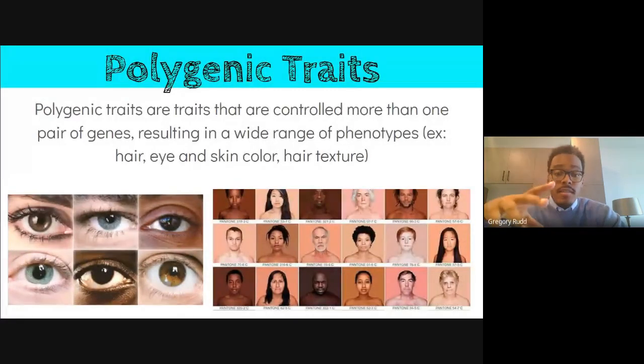And so because you are considered a carrier, you don't have that disease, you don't have sickle cell anemia, but if your partner also has that same gene, if they are also a carrier, then it's possible that your child will have that disease. Doesn't mean it's going to happen. There's no guarantee that they will or that they won't, but it's possible because you're both carriers.